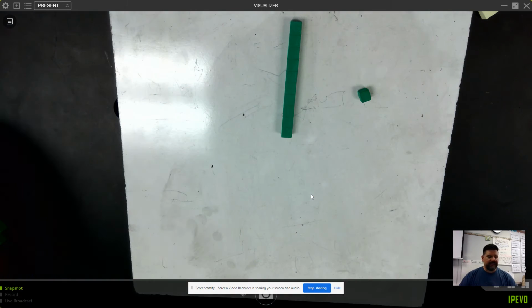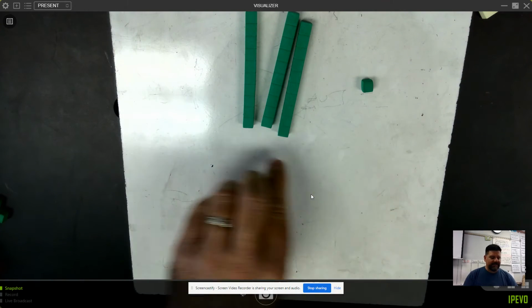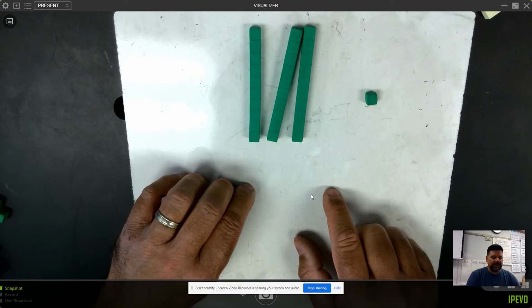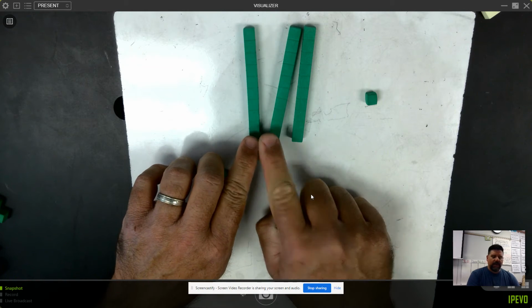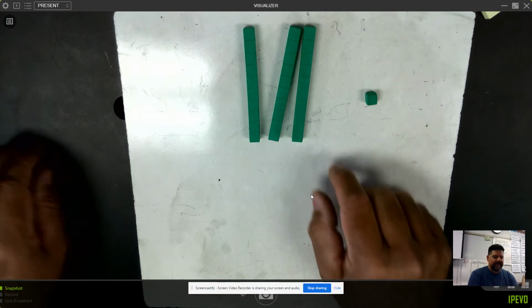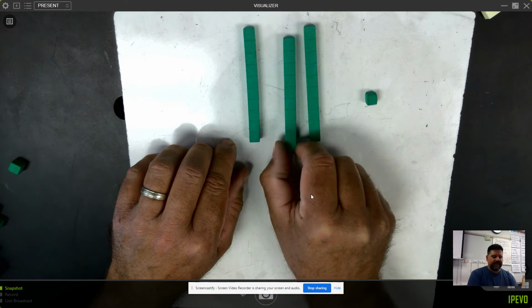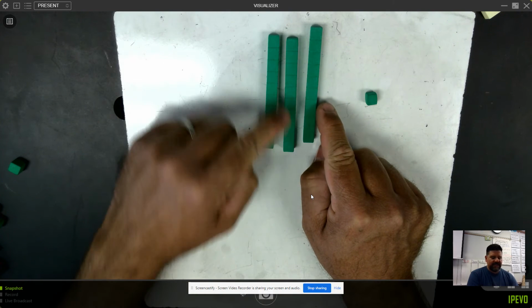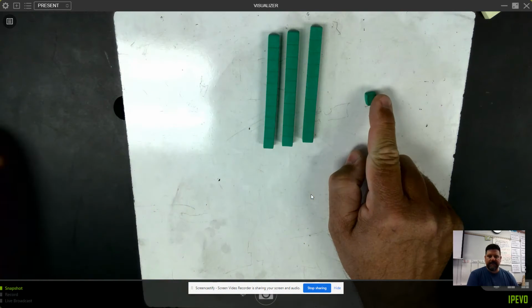Let's use pattern blocks to show a decimal. Here is my decimal, 3 longs and 1 small cube. What would the value of this decimal be? If you said 31 hundredths, you would be correct. I have 10 hundredths, 20 hundredths, and 30 hundredths. If I cut these longs into 10 pieces each, I would have 30 small hundredths plus my 100th here.